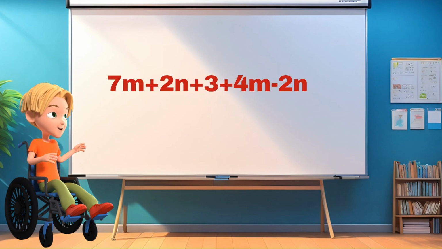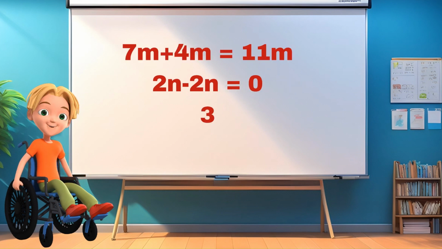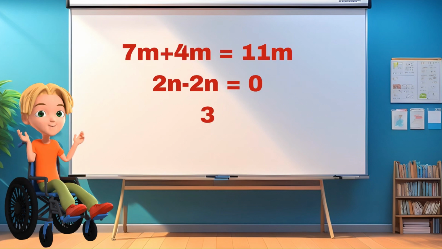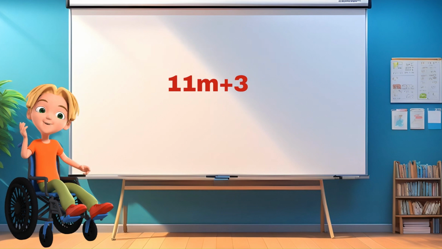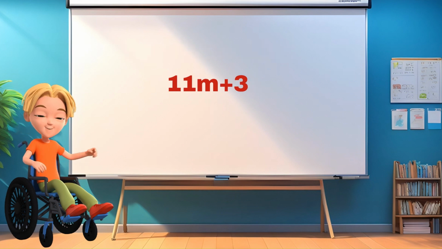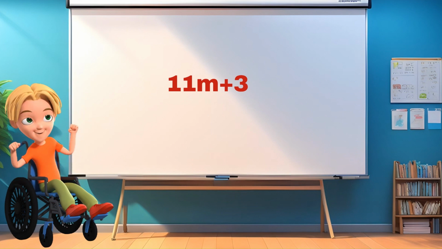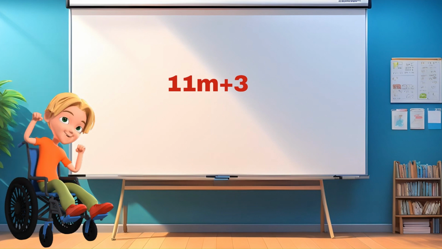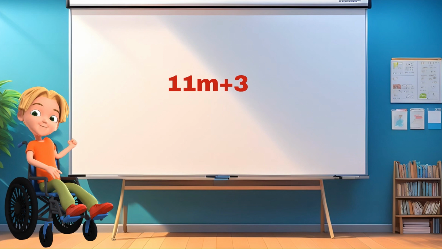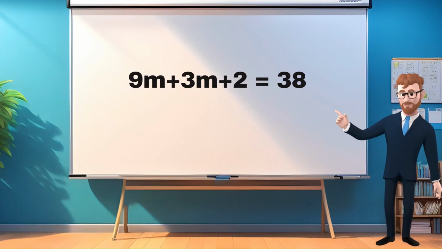For this we add 7m and 4m, which will be 11m. We then take away 2n from 2n. Any number or variable taken away from the same number or variable will be 0. We leave the 3 as it is. Our final answer is 11m plus 3. We do not include the 0 in the final expression. Try solving this equation.